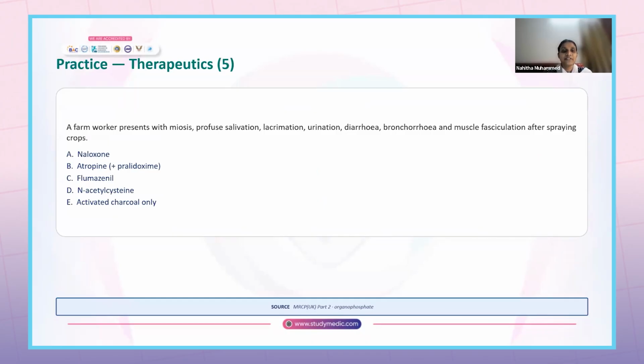A farm worker presented with miosis, profuse salivation, lacrimation, urination, diarrhea, bronchorrhea, muscle fasciculation after spraying. So what is this? Usually organophosphate poisoning, we give atropine.